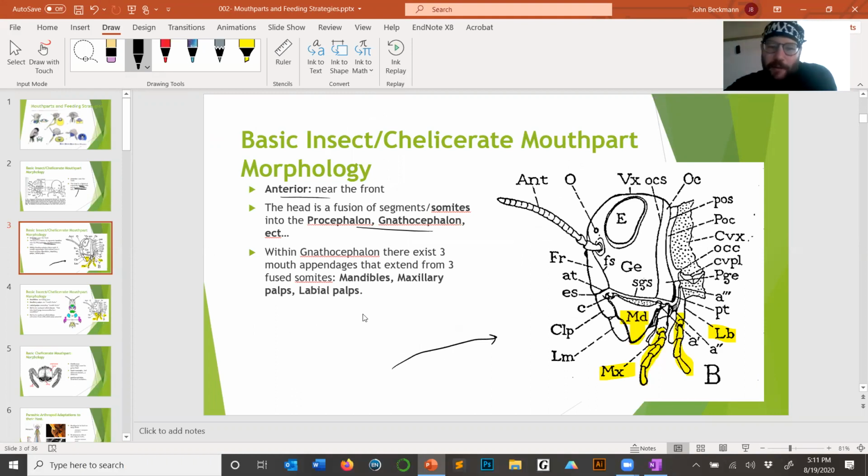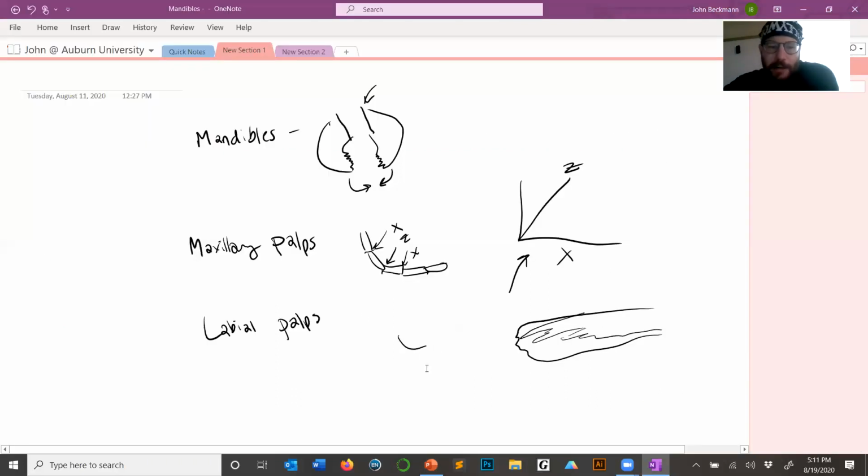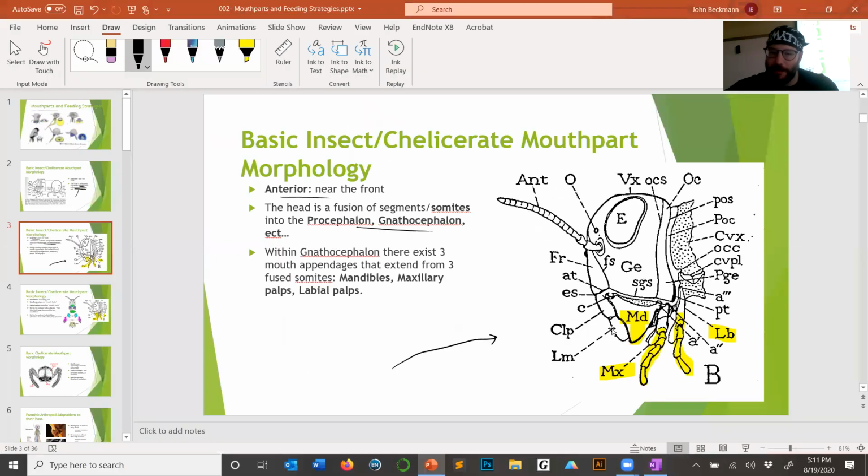Okay. And then there's two lips, which you need to remember. And this is actually really confusing. I always need to review this. There's a labrum and a labium. I'm looking at my notes here because I always confuse labial palps, labrum, and labium. So the labrum is what's called the upper lip, and that's what sits atop the mandibles. So the LM right here, the labrum, that's the upper lip.